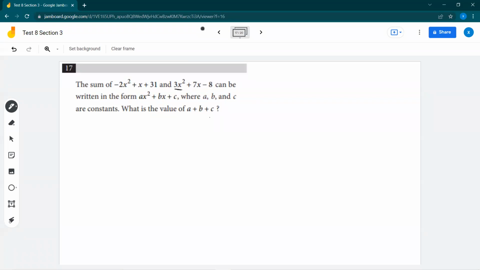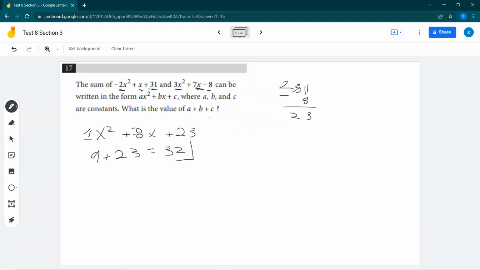Adding them term by term, 3x squared plus -2x squared, that's going to be an x squared. 7x plus x, 8x. 31 minus 8, that's 23. For a plus b plus c, ax squared plus bx plus c, there's a 1 here, an invisible 1. We just sum up all these constants. We get 9 plus 23 equals 32. That's our answer. Simple enough. You add them, you find the value of the constants in front of the x's.